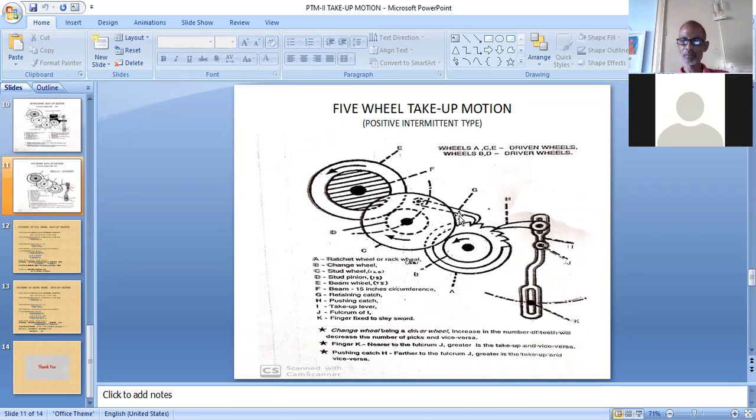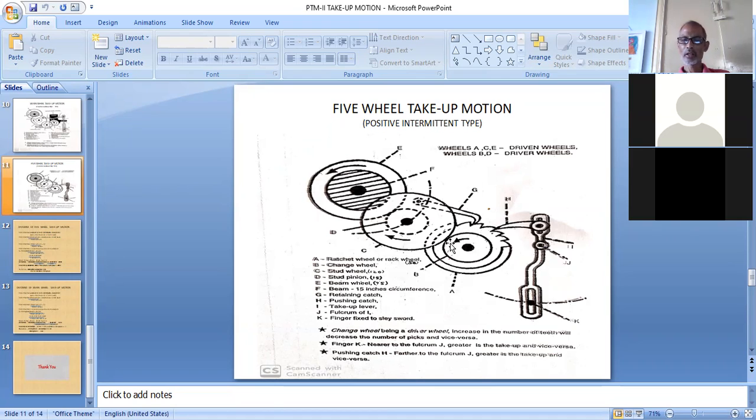The retaining catch is the same. The function of the retaining catch is to prevent the motion of this ratchet wheel in the opposite direction. It should be moved with the help of only this pawl. Otherwise, sometimes it may move in the opposite direction, so this retaining catch is preventing the motion of this ratchet wheel into the opposite direction. So it will move only in one direction. Here it is shown anti-clockwise direction.